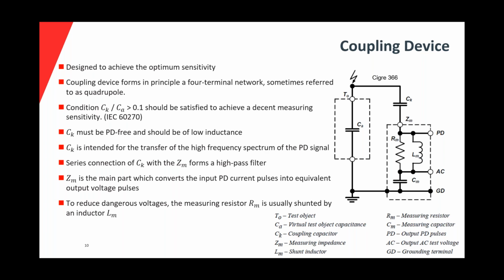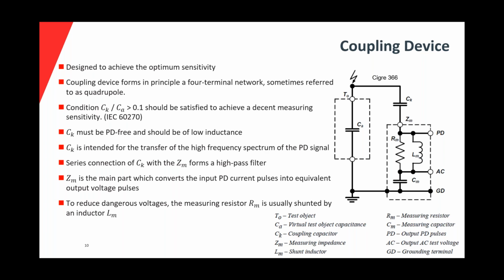To have a good sensitivity, the coupling capacitor needs to be related in value to the actual capacitance of the object. It is recommended to be more than 0.1 to have a good value of the PD. For larger capacitive objects like cables, a larger coupling capacitor is recommended. A coupling capacitor must be PD free and of low inductance, and it is intended for transfer of the high frequency spectrum of the PD signal.